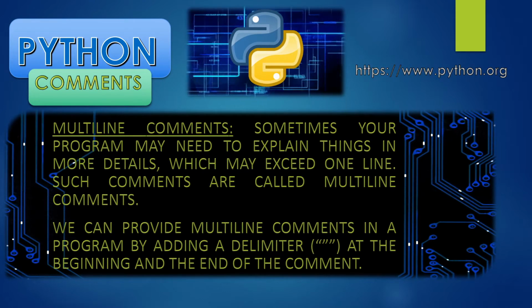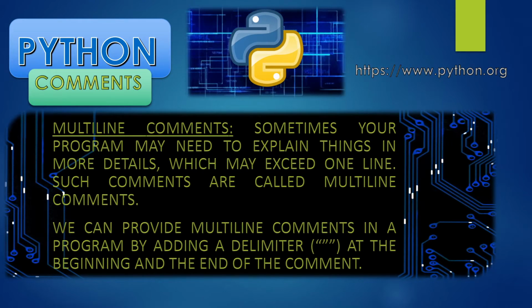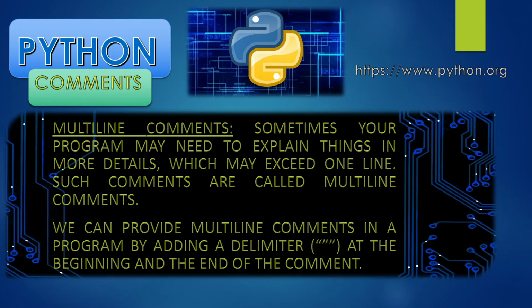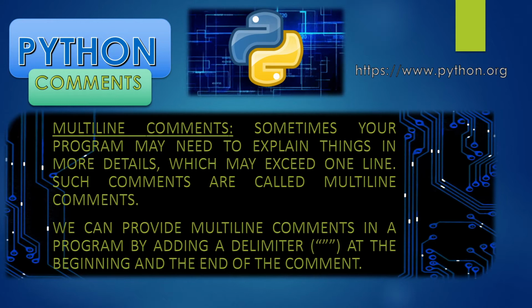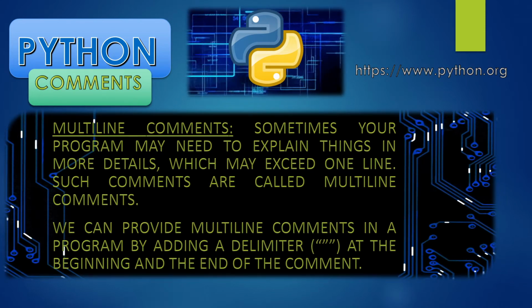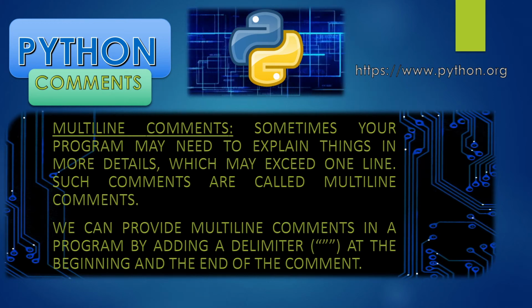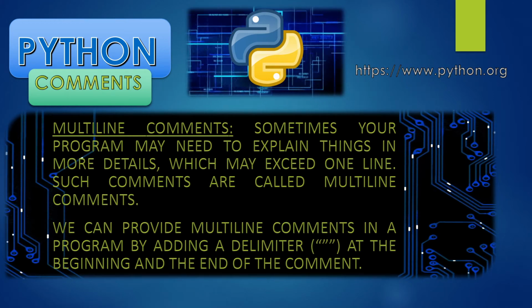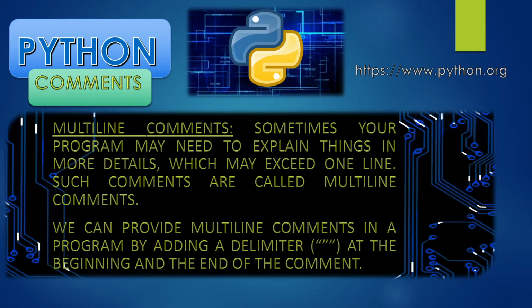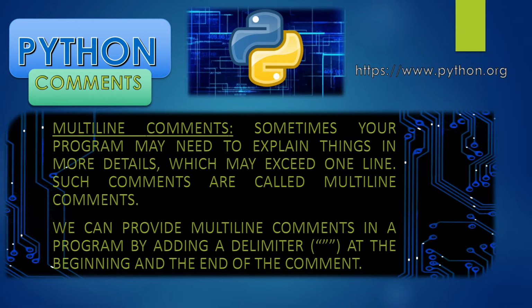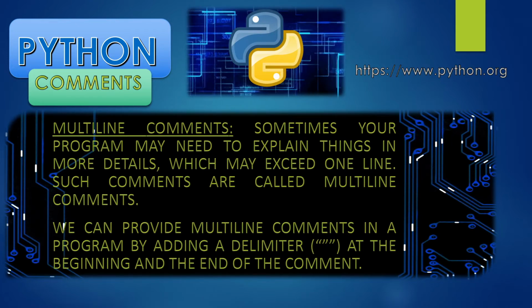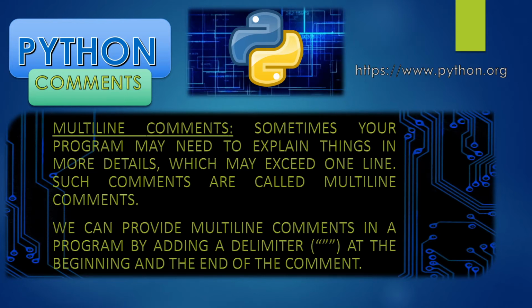The next one is multi-line comments. Sometimes your program may need to explain things in more detail, which may exceed one line. Yes, of course, if we are not able to complete the comment in a single line, we may have to extend the comment over more lines. So in such cases, we require multi-line comments. We can provide multi-line comments in a program by adding a delimiter. And what is that? It is three double quotes altogether, and this comes at the beginning as well as at the end of the comment.